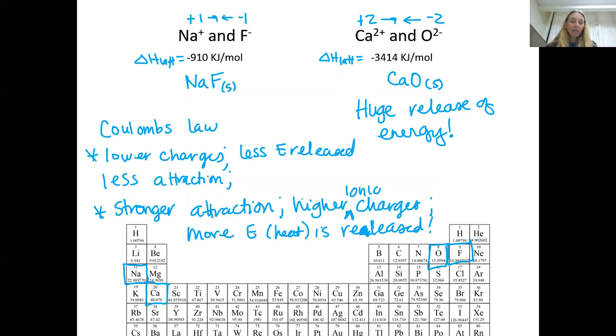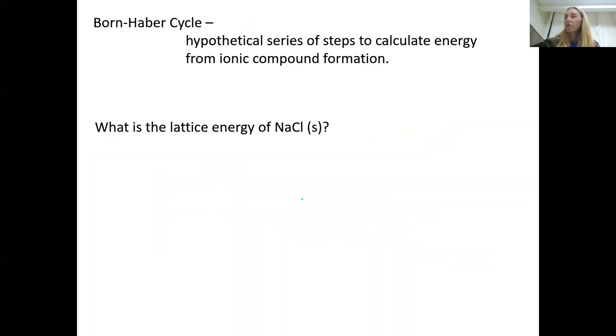And so I want to do an example of calculating these lattice energies. Okay, so the example, whoops, I moved my notes over here. An example of how you think about this is the Born-Haber cycle. This cycle is the hypothetical series of steps that we can use to calculate energy from ionic compound formation. And so I wanted to go through the example of the lattice energy of sodium chloride.